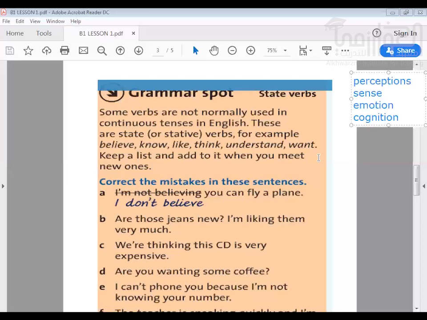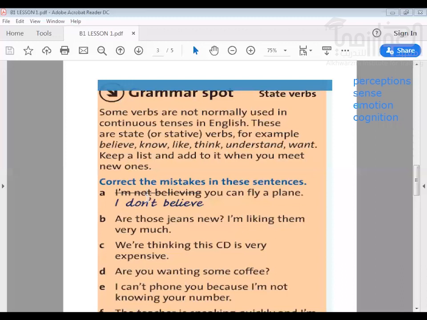This is what we mean by cognition, being able to use your mind to understand certain things. Now, let's look at some examples of these verbs. We have examples like believe. We don't say I am believing him. I believe him. Know. We don't say I am knowing the answer. No, I know the answer. Or like, this is emotion. I like him, not I am liking him. Think, that is our opinion, perception. And then understand, and want. So they advise you to keep a list. You must write a lot of these words so that anytime you see them, you know that you don't use them in the present continuous.